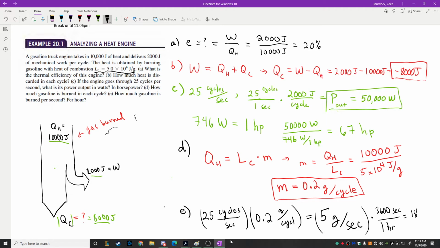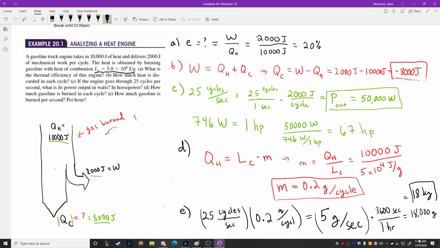Is it 18,000? Or is it 1,800? 18,000, right? Yeah. Which would be equal to 18 kilograms.